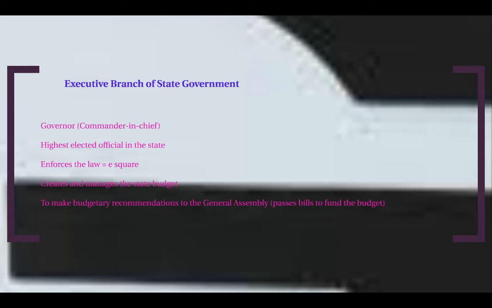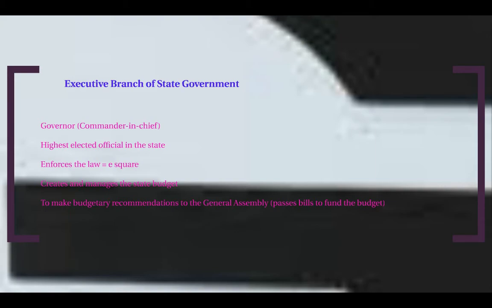And our governor of Georgia right now is Nathan Deal. He is the highest elected official in the state. His job is to enforce the law. And I used the term E squared several times. Remember, he doesn't go out and personally arrest people who speed and who break the law. He has agencies under him, like the State Patrol, who goes and makes sure they enforce the law for the governor. He also creates and manages the state budget.